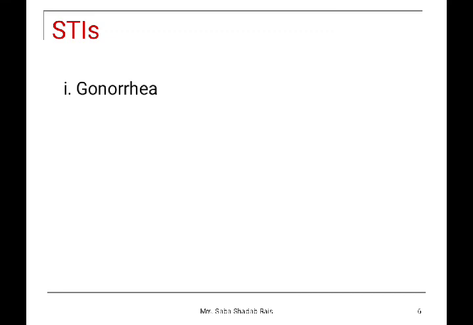The antibiotic cephalosporin is used for the treatment of gonorrhea. So this is one cause. Now second is chlamydia. It is the most common cause of infertility in women. It is even observed that more than 15% of women have infertility because of chlamydia.